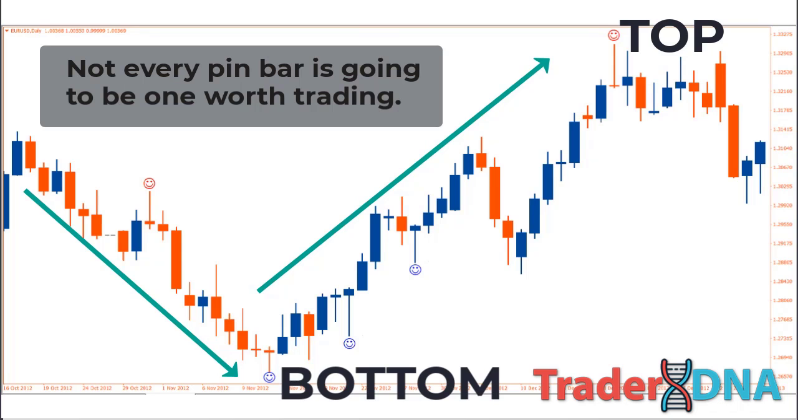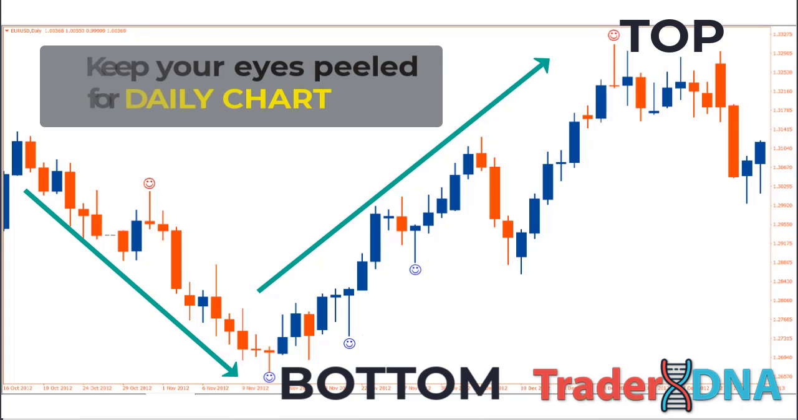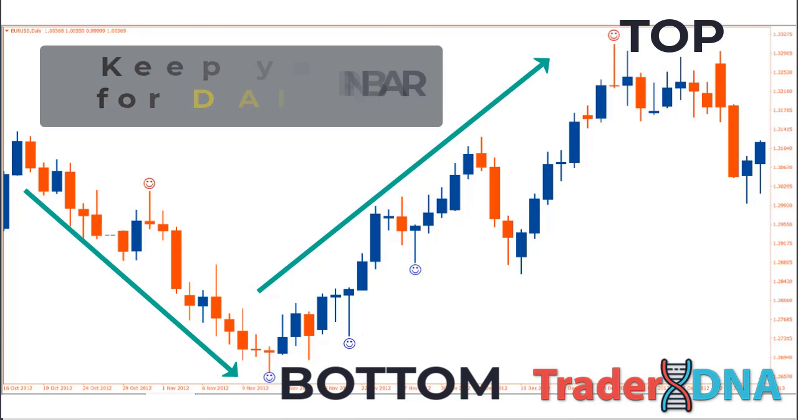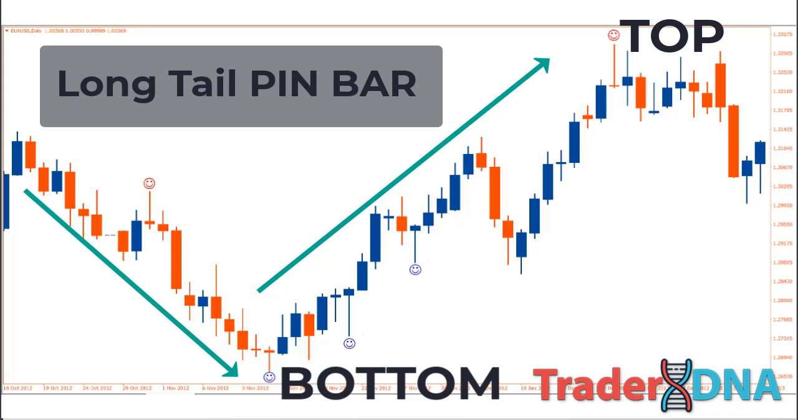Fourth, as a beginner, keep your eyes peeled for daily chart time frame pin bars as well as 4-hour chart time frame pin bars, as they seem to be the most accurate and profitable. Fifth, longer tails on a pin bar indicate a more significant reversal and rejection of price.